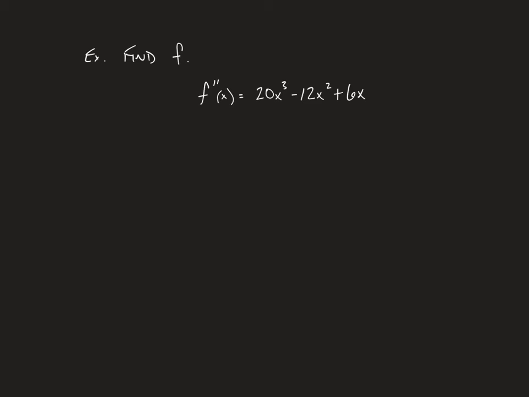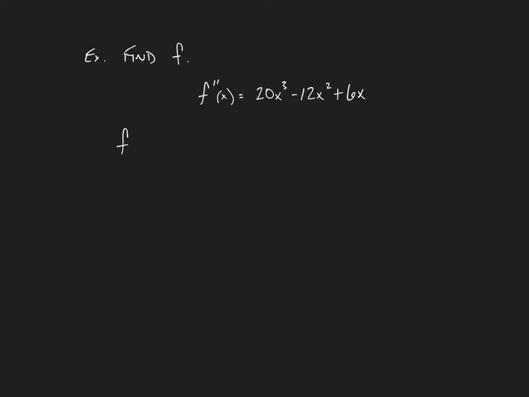All right, we've got one more example we're going to do in this video. If f double prime of x is 20x to the third minus 12x squared plus 6x, what is f? So if this is the second derivative, and I need to find f of x, then I need to take the antiderivative twice. So I'm going to go through the same process that I just went through.